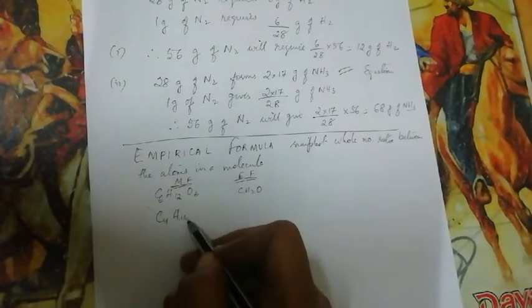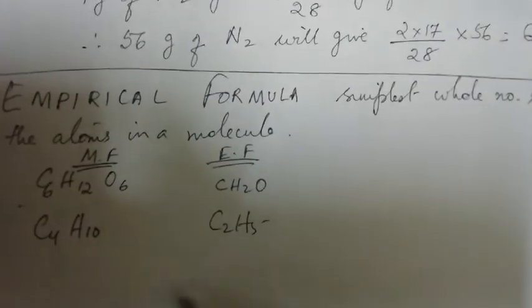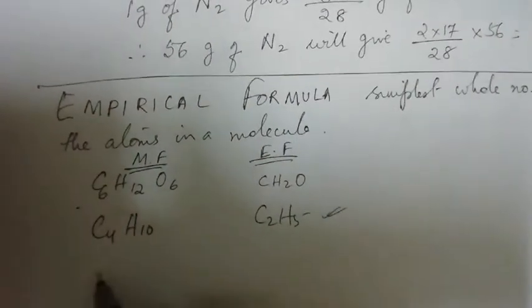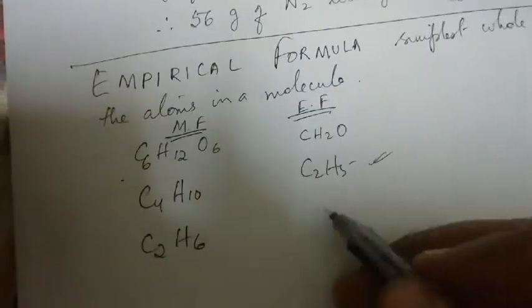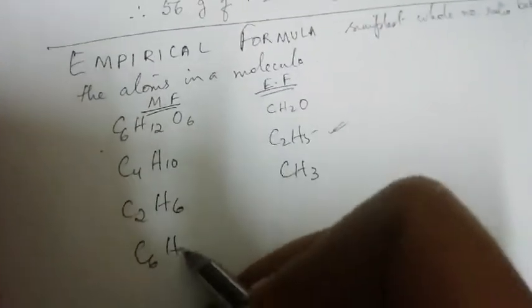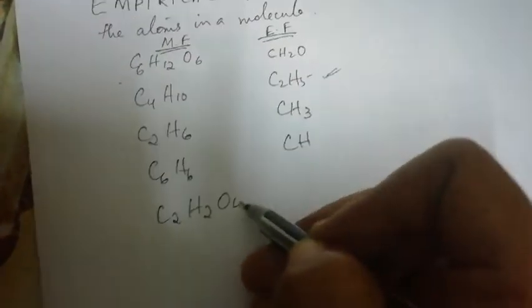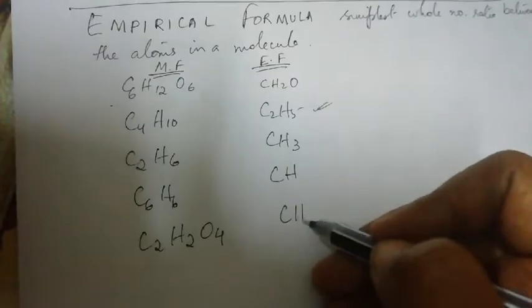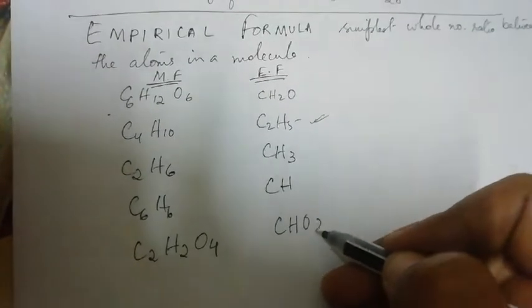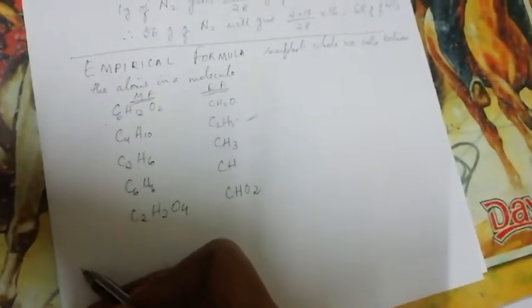Suppose you have butane C4H10. Its empirical formula will be C2H5. That's the simplest ratio. Suppose you take ethane C2H6. The empirical formula will be CH3. Benzene C6H6. Empirical formula will be CH. Suppose oxalic acid C2H2O4. The corresponding empirical formula will be CHO2. Now we have some problems where you have to calculate the empirical formula.